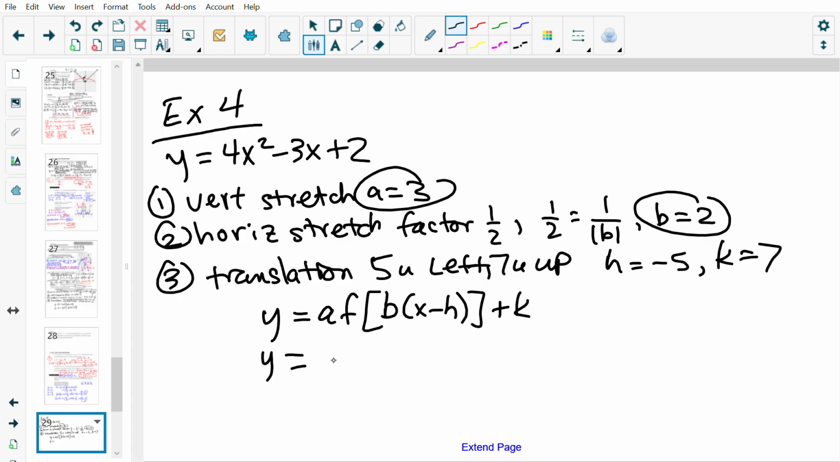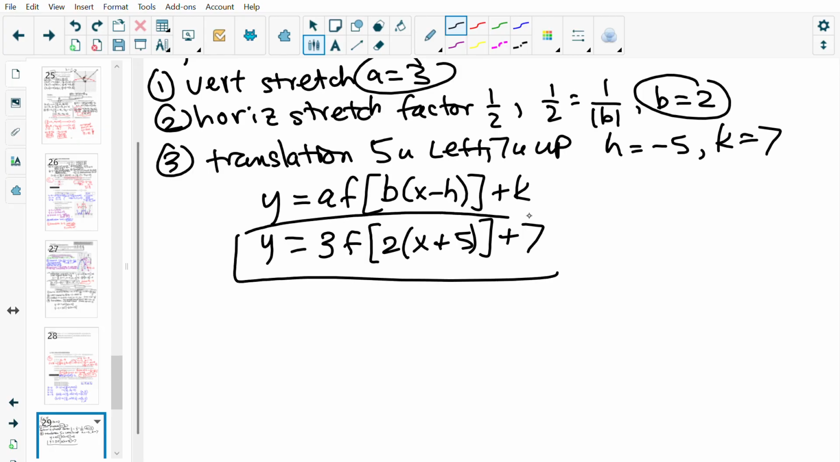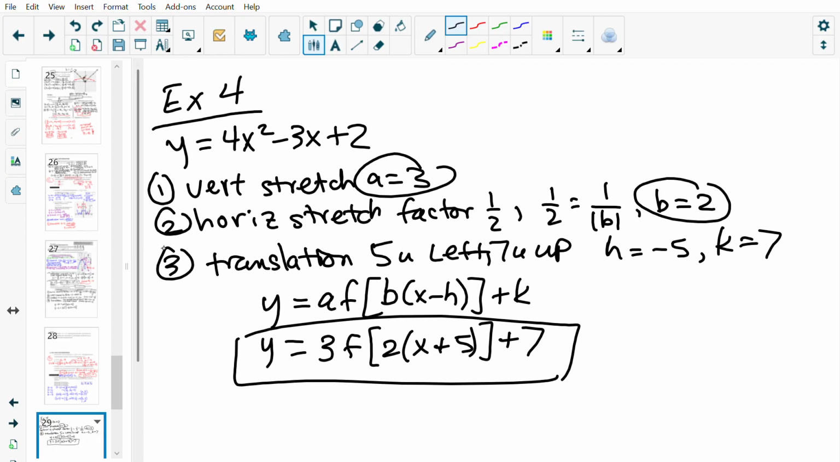If I substitute all the values in, that's y equals 3 times f of b, which is 2, times x minus -5, which is plus 5, and then plus k, which is plus 7. Okay. This is in general. That's not what we're asking. We're asking, what is the new equation? I need a new equation. This is in function notation. I want an actual equation with x's and y's.